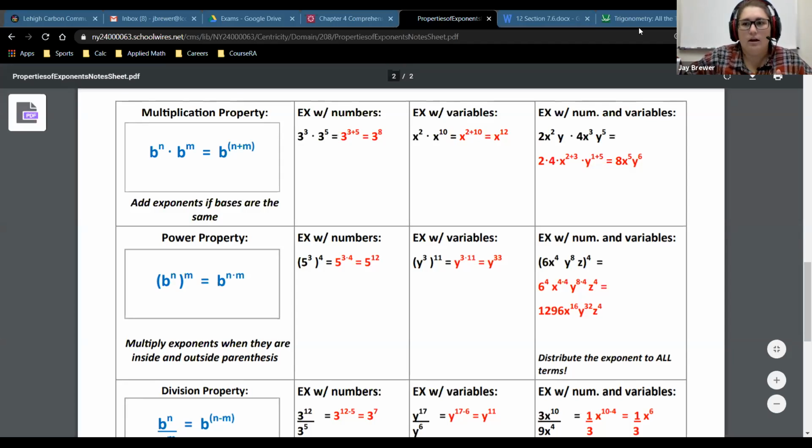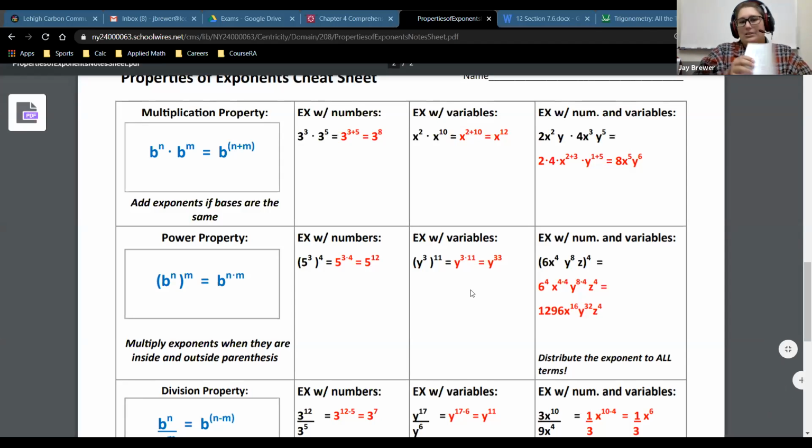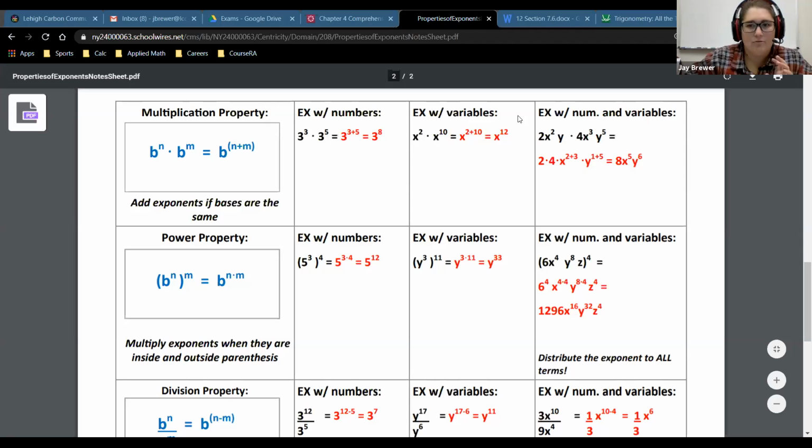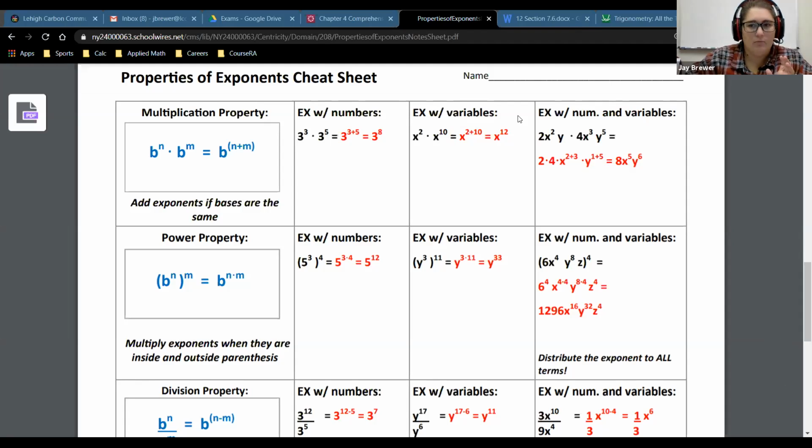And I suggest that you guys write down your properties as neatly as humanly possible. I would also include examples. You can include the examples with the numbers. I think the ones you're going to see and have the most trouble with will either be the examples with the variables or the combination of examples with variables and numbers.